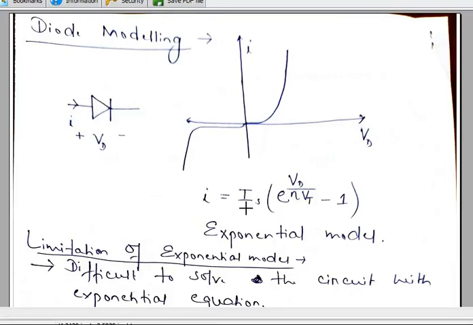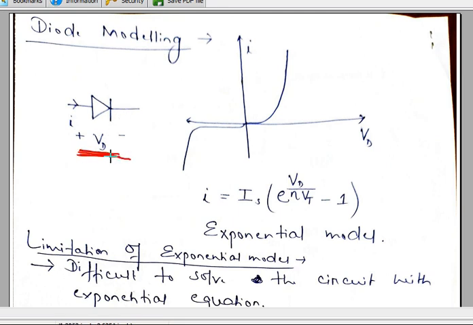Good morning. In this lecture, we would like to understand different modeling of diode. That means the model of diode for large signal DC input, the model of diode for large signal AC input, and the model of diode for small signal AC input. Now you are familiar with the symbols of the diode.